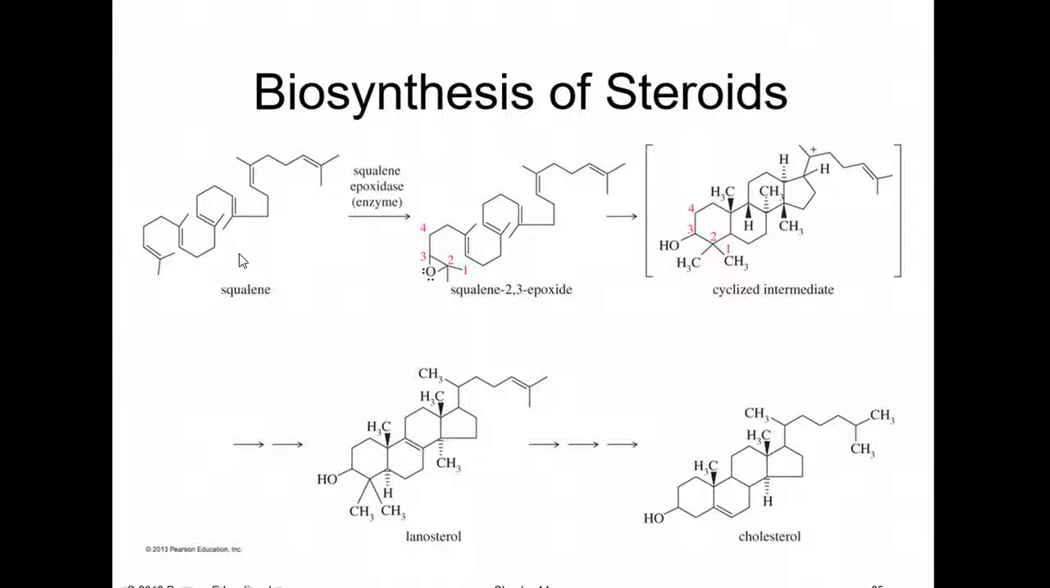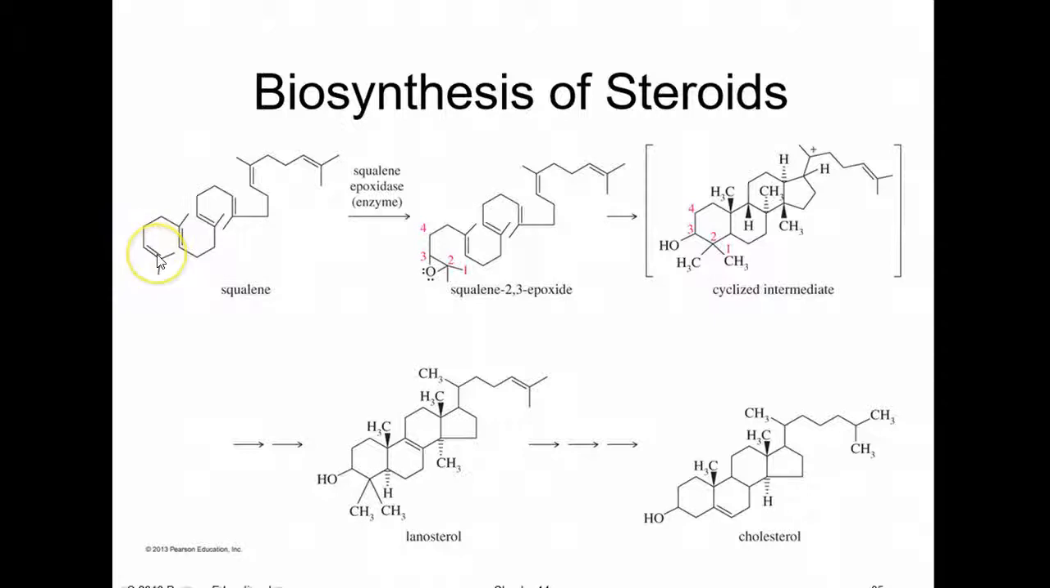Our bodies synthesize it. And it's basically a double bond followed by 2 carbons, and a double bond, 2 carbons, double bond, 2 carbons, double bond, 2 carbons, double bond, with other groups hanging off of it. But that's basically what squalene is. Okay. And then we have enzymes, epoxidase. Anytime you see something that ends in -ase, it's some sort of enzyme.